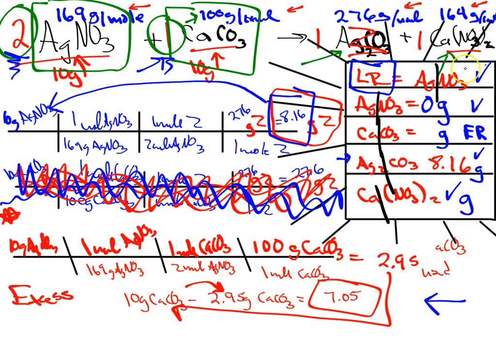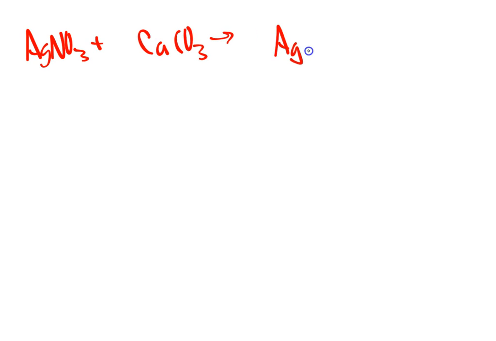The other one didn't have 2 products. Okay, here we go. I'm going to restart this whole problem because I can. Silver nitrate plus calcium carbonate produces silver carbonate plus calcium nitrate. The first step would be to write and balance. So there's a 2 in front of the Ag, and that is it.